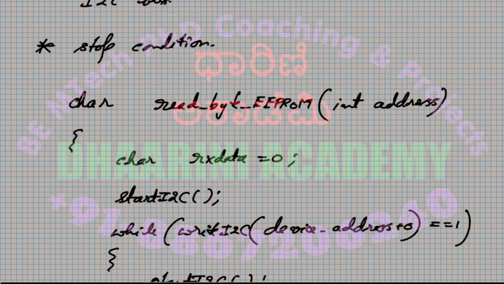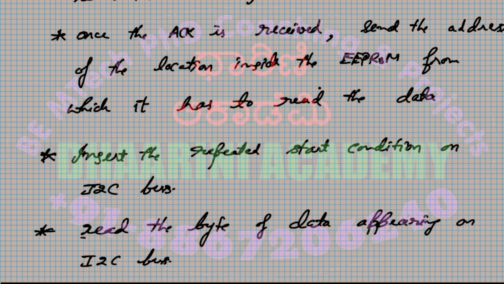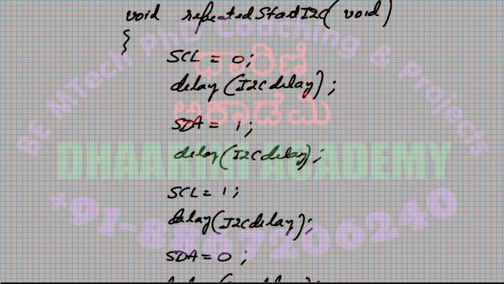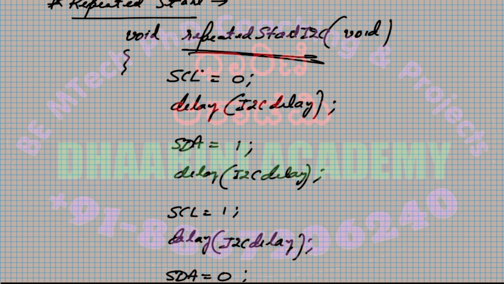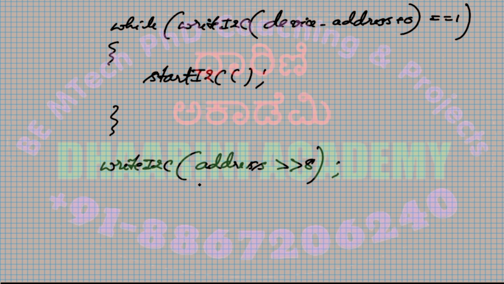Now let's go back to the steps, right? Once the acknowledgement is received, send the address location on the EEPROM, then a repeated start condition is the next case, right? So I'll just go back to check what was the name given to the repeated function. Yeah, this is the one. The repeated start I2C is the name of the function to do the repeated start. So according to the steps only we are following. So this is a repeated start of the I2C. Okay, I'll call this function. So repeated start will be done.